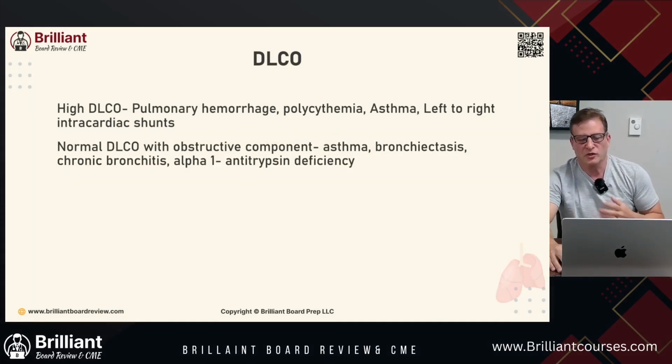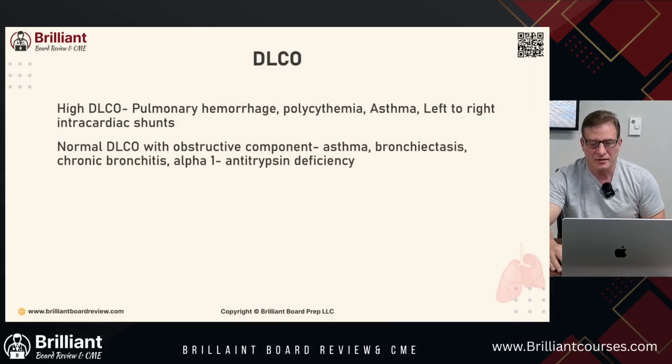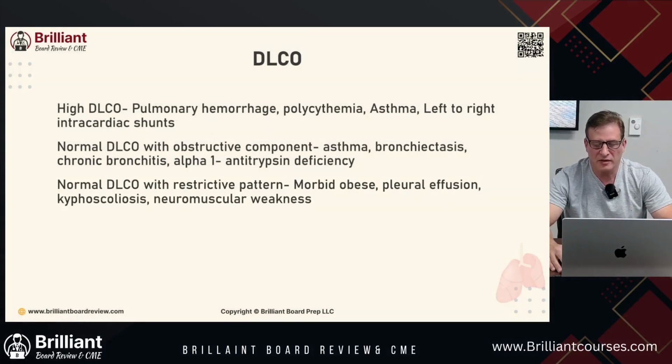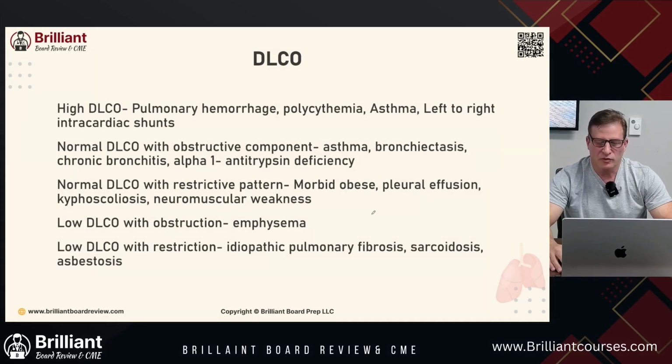Normal DLCO with an obstructive component can be asthma, bronchiectasis, and chronic bronchitis. Normal DLCO with a restrictive pattern could be morbid obesity with pleural effusions, kyphosis, and neuromuscular disease. Low DLCO with obstruction is going to be emphysema. Low DLCO with obstruction, that's how we determine between asthma and COPD. Low DLCO with restriction is idiopathic pulmonary fibrosis, sarcoidosis, and asbestosis.